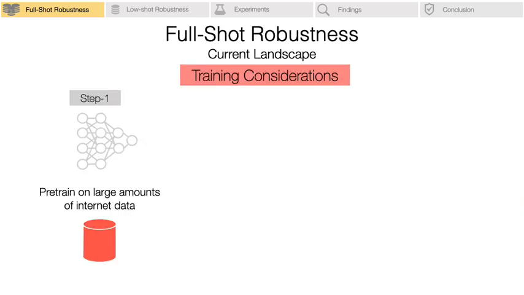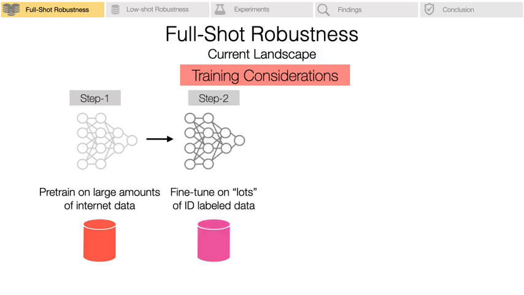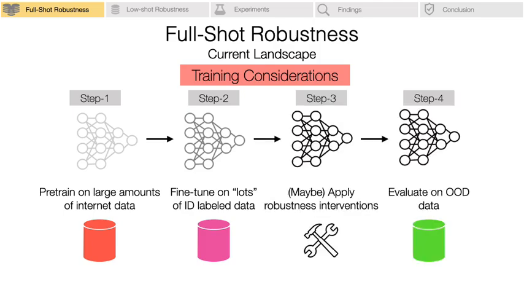The typical pipeline for methods that are robust in the full shot regime is to first pre-train a backbone on a large amount of data, whether it be supervised or not. Next, the backbone is fine-tuned on a large amount of labeled in-distribution data. Then, a method for improving the robustness of a model can be applied, also known as a robustness intervention. Finally, the resulting model is evaluated on out-of-distribution data.